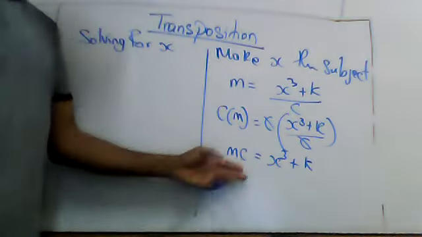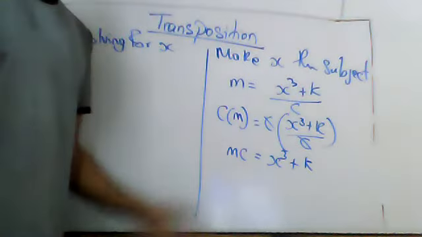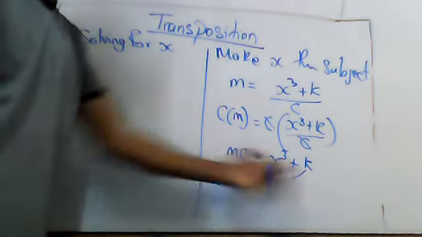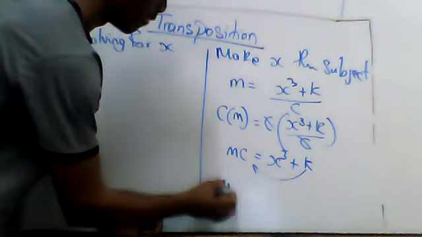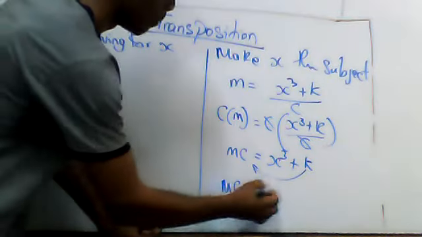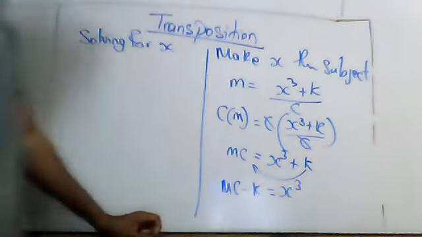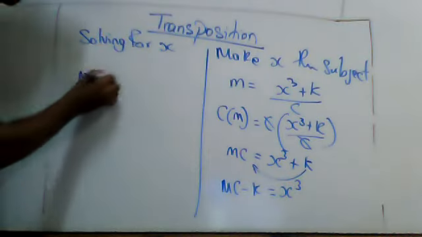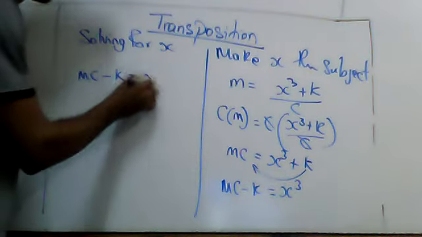Then remember, at this stage we collected like terms, but we're not going to really collect like terms in this case. We're just going to bring over the k or subtract k on both sides. So we're going to have mc minus k being equal to x cubed. I'm going to continue on this side. mc minus k equal to x cubed.